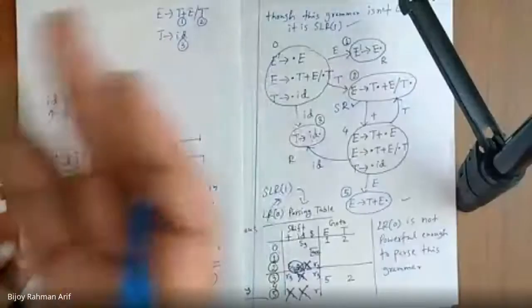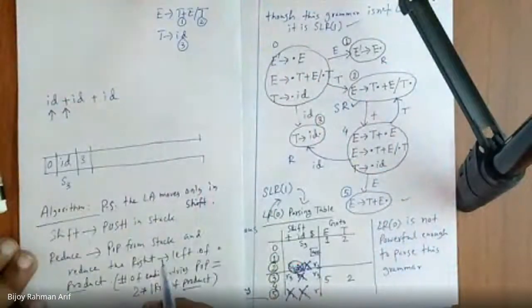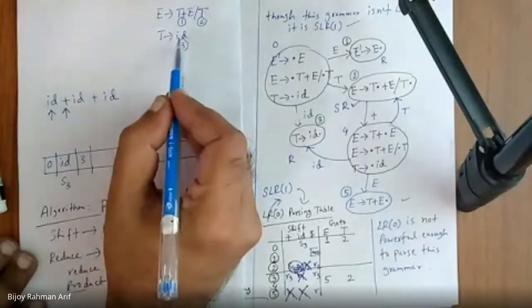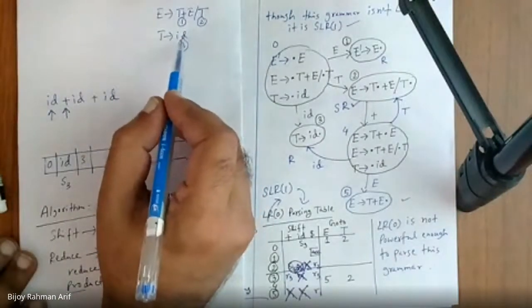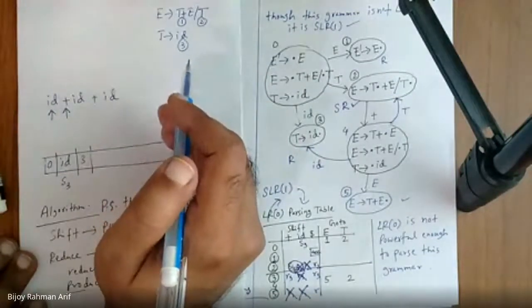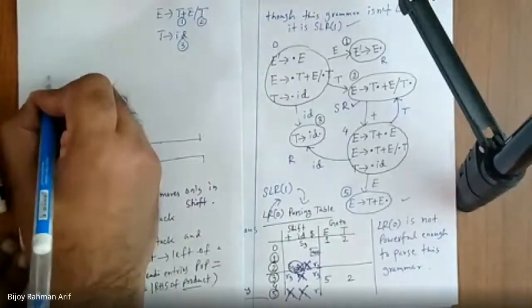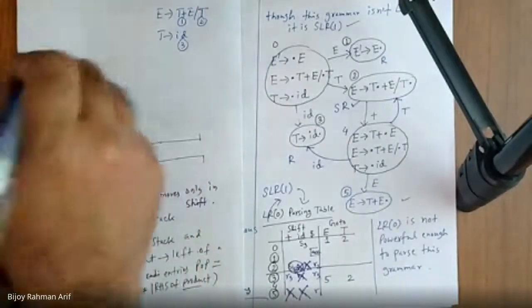T derives ID. So I'm going to reduce the right hand side to the left hand side. That means ID is going to be reduced to T. So how many pops do I need to do? The right hand side cardinality is 1. So how many entries do I need to pop? 2. So this ID would become T, and I'm going to push this one.